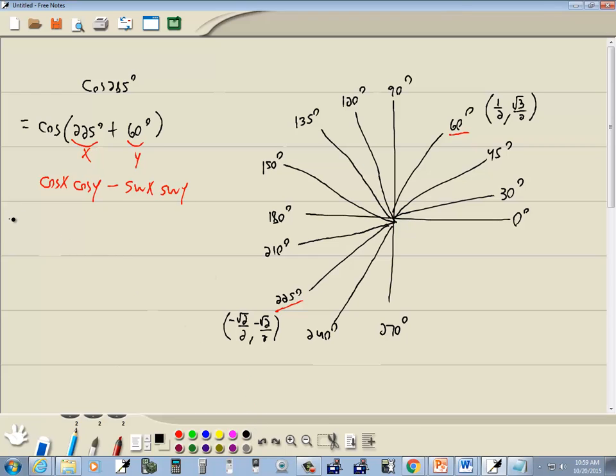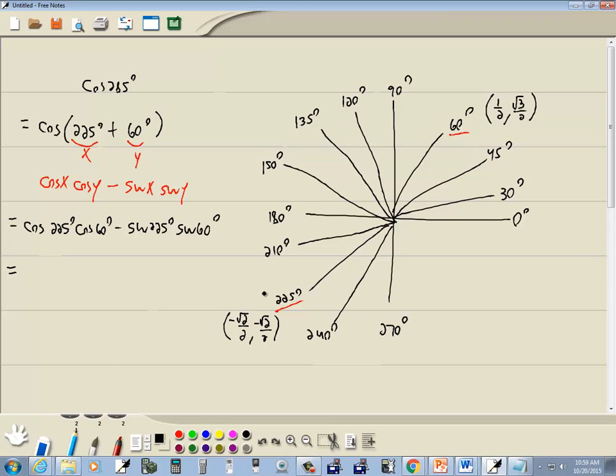So now I'm going to go through and plug in my x and y. So we'll have cosine of 225 degrees and then cosine of 60 degrees minus sine of 225 degrees and sine of 60 degrees. So again, I just plugged in my x and y values.